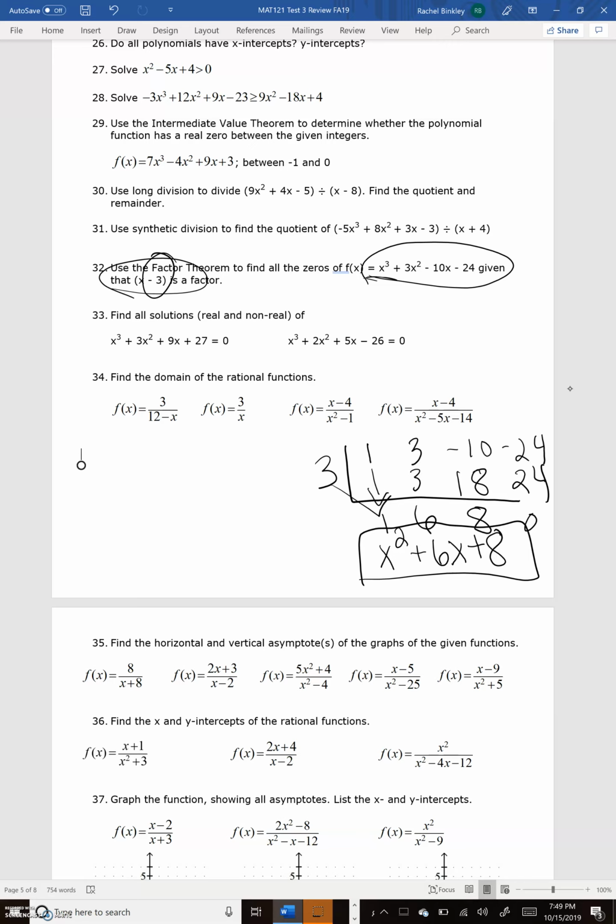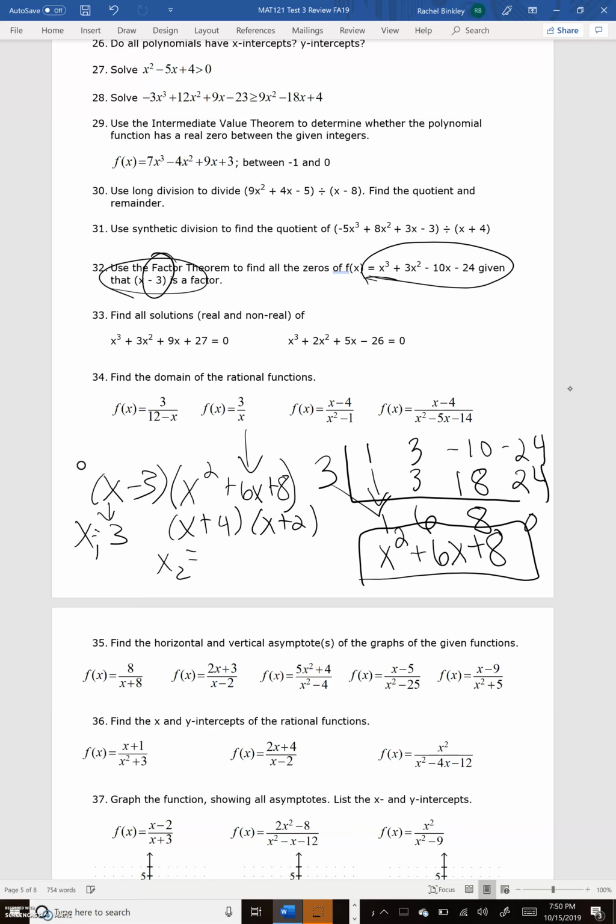Okay. So now we know, what does that mean? That means that we know x minus 3 times x squared plus 6x plus 8 is going to give us our original function. And now my zeros are here. So x sub 1 is equal to positive 3. That's what makes that 0, right? And over here, I think I can factor this. Two numbers that add up to be 6 and multiply together to be 8, 4, and 2. So this becomes x plus 4 times x plus 2. So we have our second 0 at negative 4 and our third 0 at negative 2.